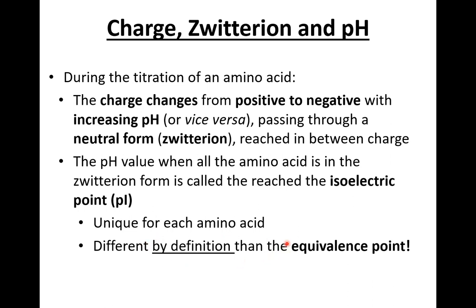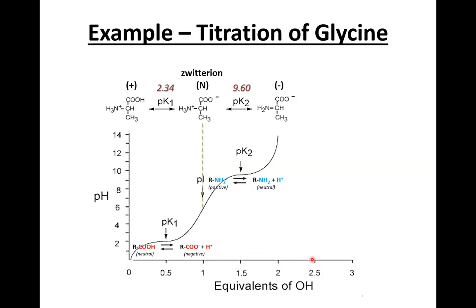The equivalence point is the point in the titration where you have added an equal amount of titrant. So if you're using sodium hydroxide, an equal amount of sodium hydroxide to the molecule that you are titrating, in this case the amino acid. Once you have added the same number of moles, you have reached the equivalence point, and that pH value will be your equivalence point. Whereas the isoelectric point has nothing to do with that; it is the pH value reached when 100% of the molecule is in the neutral form.